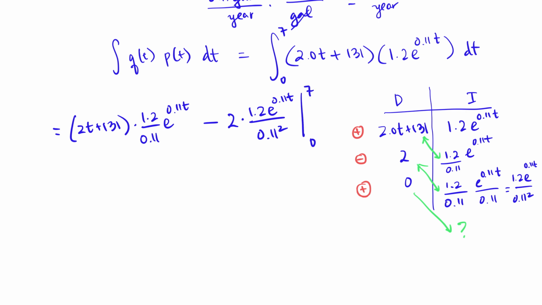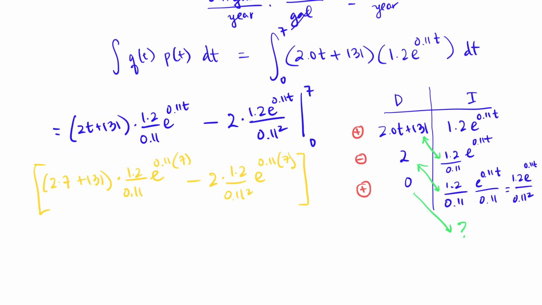There are two expressions that we will need to evaluate. The first expression, plug in 7, and the second expression, plug in 0. What this means is that we plug in 7, we will get 2 times 7 plus 131 times 1.2 divided by 0.11 times e to the 0.11 times 7, minus 2 times 1.2 divided by 0.11 squared e to the 0.11 times 7. And then we evaluate this expression.